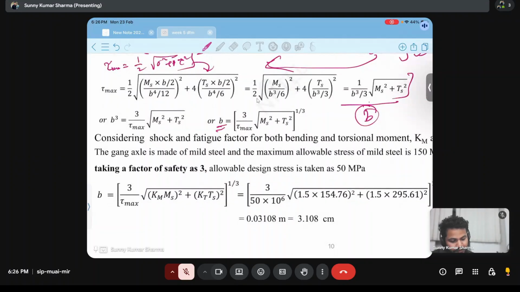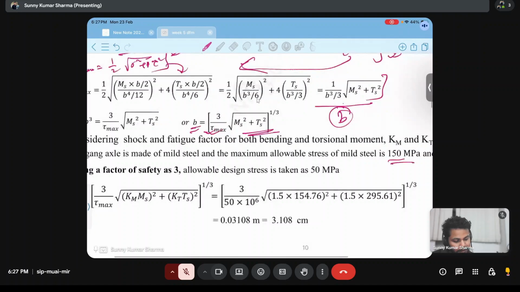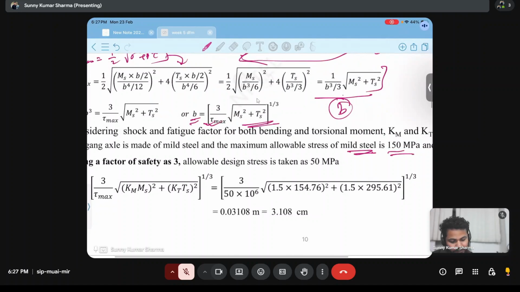So b will be equal to 3 by this thing. So tau max is the design stress, which is 150 megapascal for mild steel, and some factor of safety we will put.